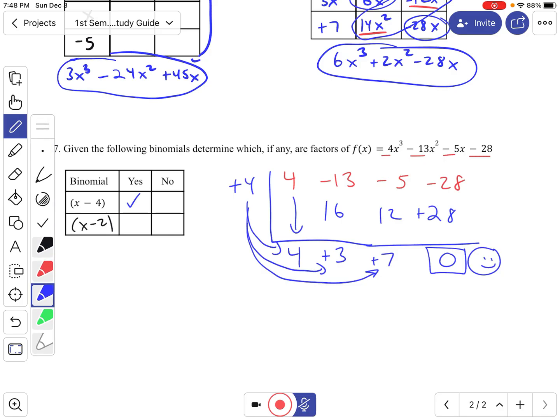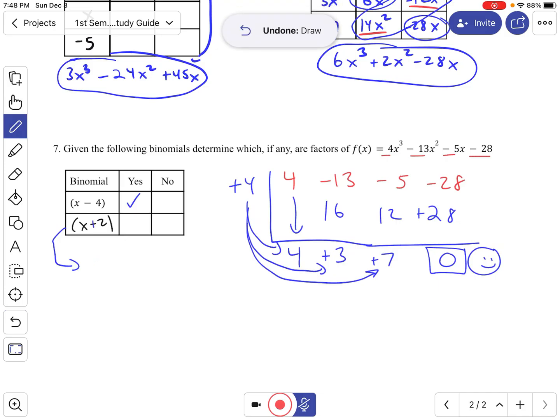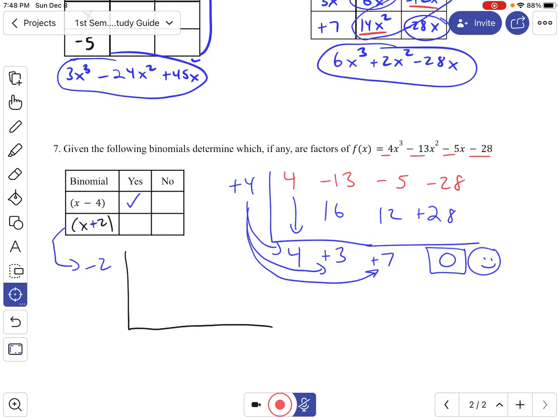So we could change the sign there. This would be a positive 2. Oh, I'm sorry. This is actually x plus 2, and so we change the sign to make that a negative 2. Okay, so I just want to make sure I'm setting it up right. And then we can set up our division problem. We're going to take the same coefficients here. So this would be 4, negative 13, negative 5, and negative 28.